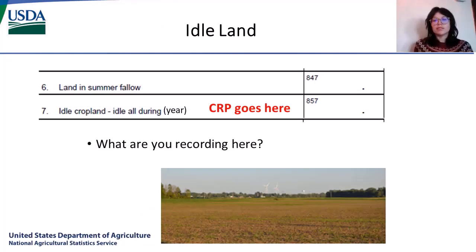Next, we have lines 6 and 7. What are you recording here? This is where you account for tracts with acres in summer fallow and idle cropland. Summer fallow includes land in crop rotation that is tilled or treated with chemicals to control vegetative growth during the growing season, but is not planted. Idle cropland is land that is not used for crops during the current year. CRP land is recorded here. The exception is CRP planted specifically to trees. This CRP is recorded in line 4, woodland not pastured, as I mentioned previously.